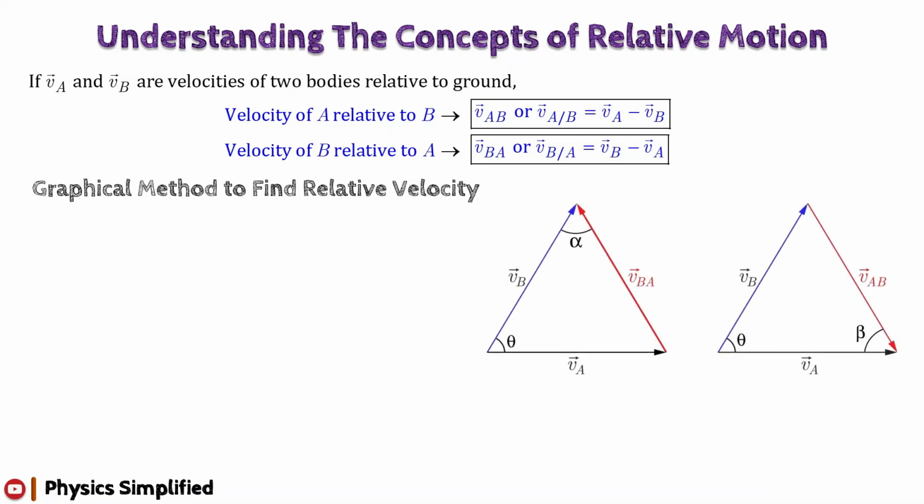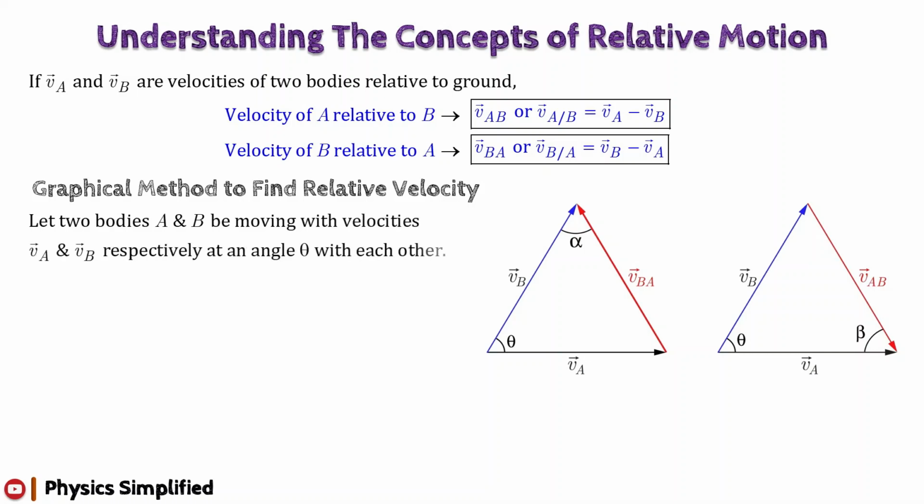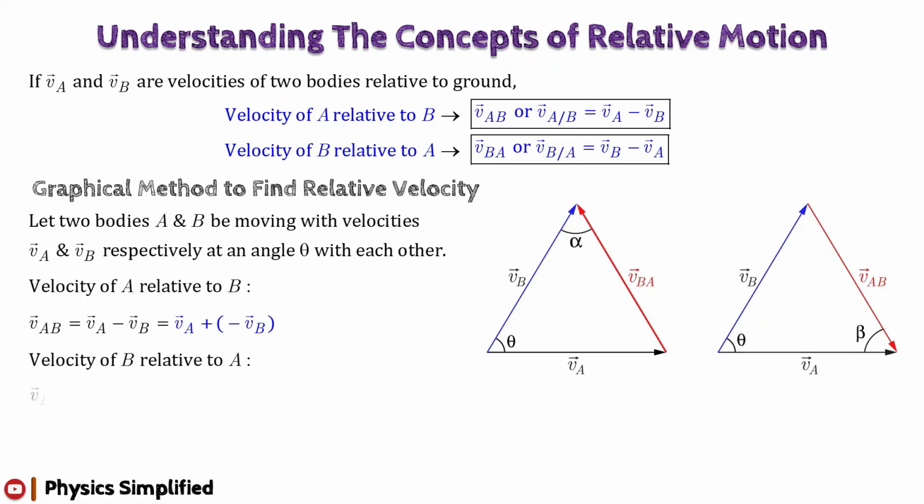Let two bodies A and B be moving with velocities v_A and v_B respectively at an angle theta with each other. We can write the velocity of A relative to B using the knowledge of vector subtraction as vector v_AB is equal to vector v_A plus negative of vector v_B. Similarly, velocity of B relative to A can be written as vector v_BA is equal to vector v_B plus negative of vector v_A.